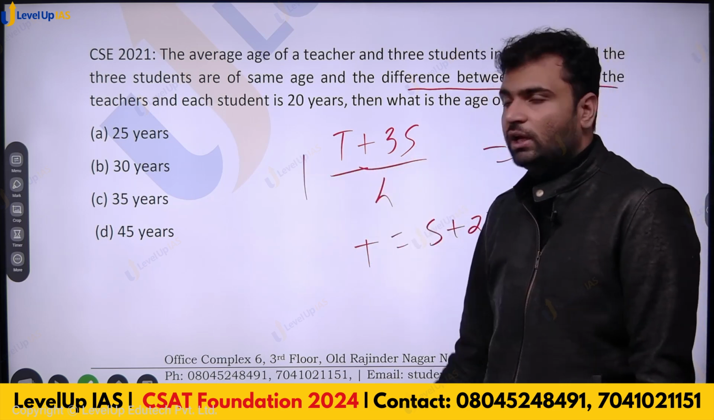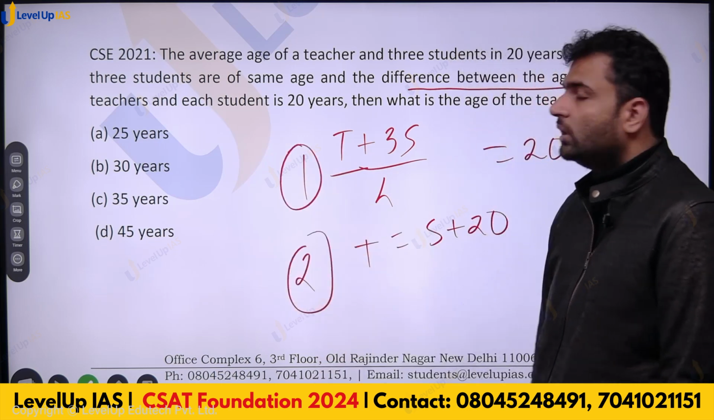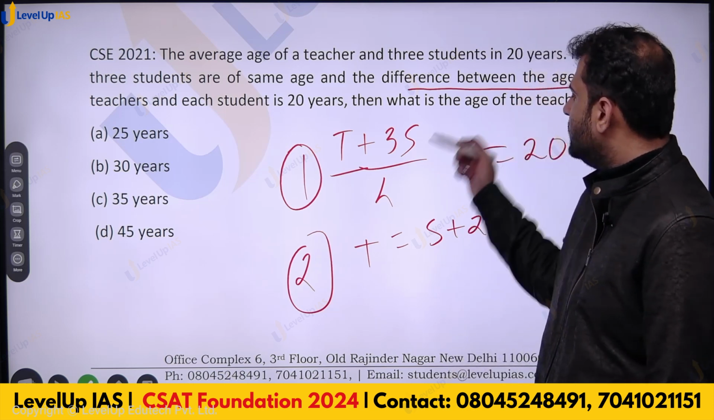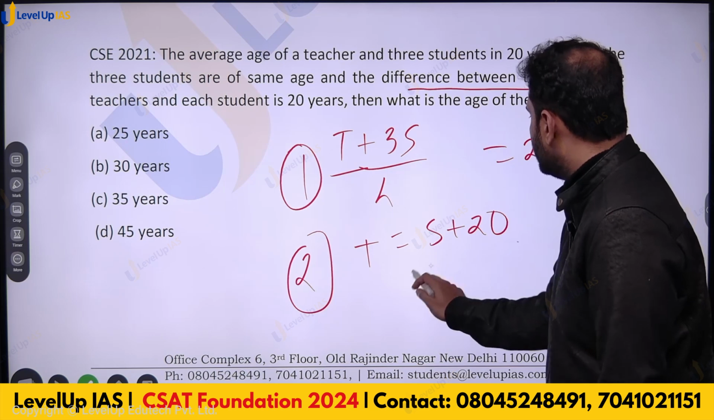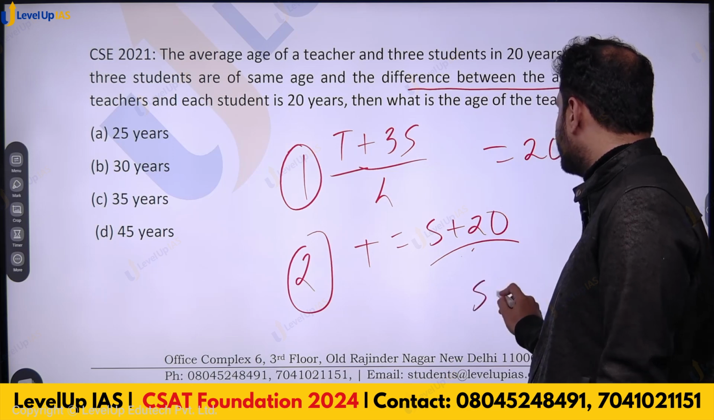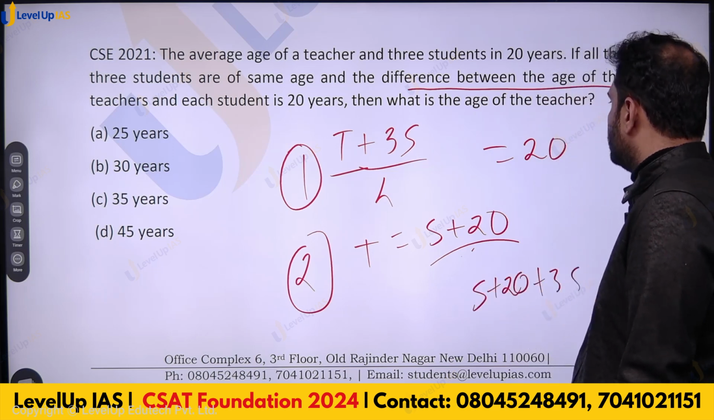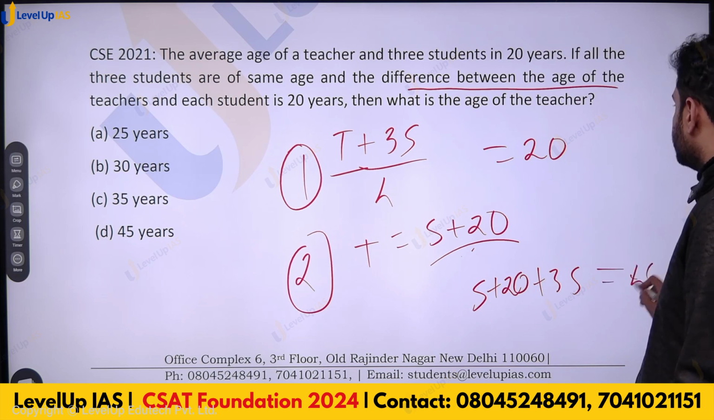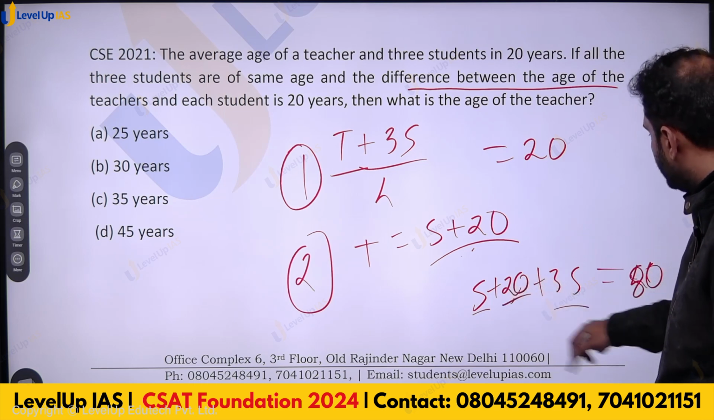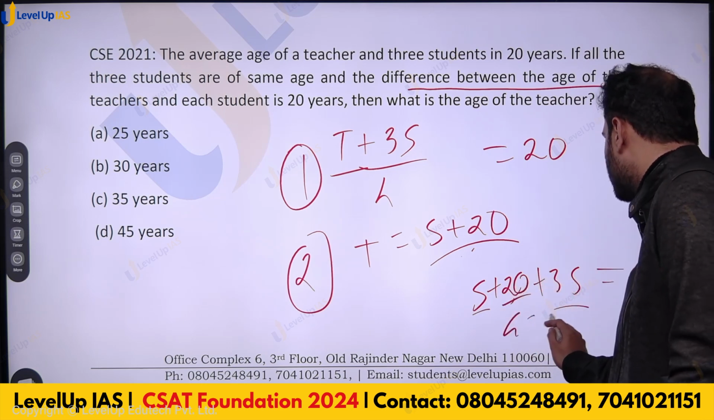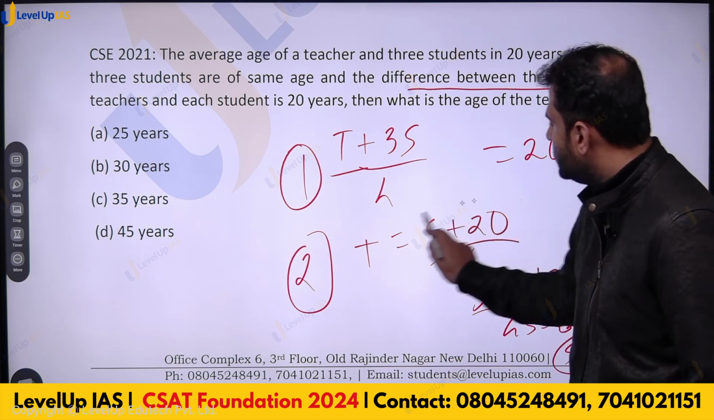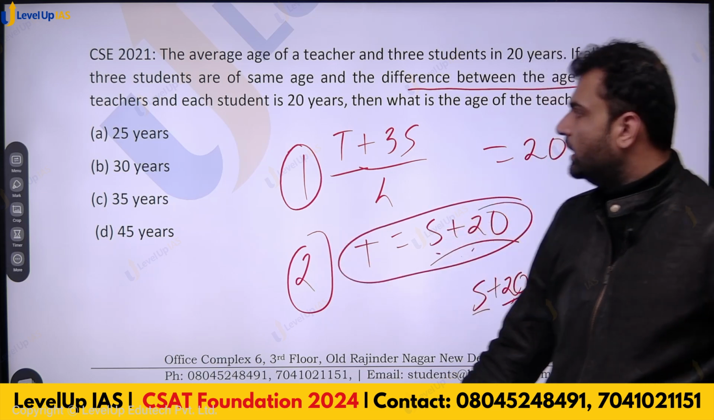See, from here we'll get one equation. From here we'll get equation number 2. We have 2 equations, 2 unknowns, which we can definitely solve. Age of the teacher is asked. So let us put S plus 20 as T and solve the first equation. So we have S plus 20 plus 3S is equal to 20 into 4, and 20 into 4 is 80. So this is S plus 3S, that is 4S, and 20 you can take to that side, so 4S is equal to 60, S is equal to 15, and therefore T is equal to 15 plus 20, which is 35.